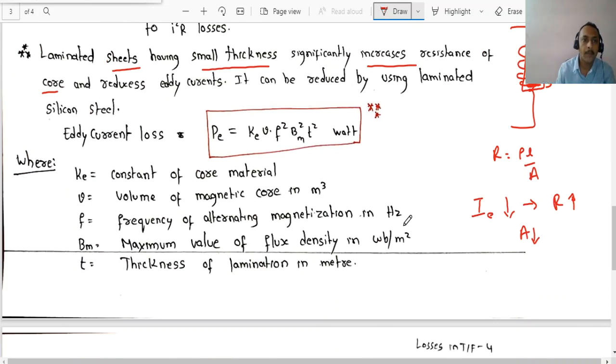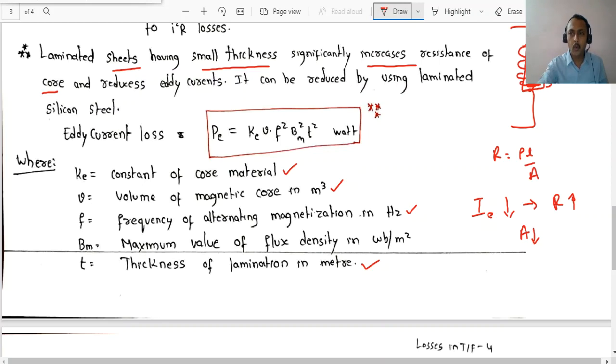Now this constant Ke indicates the constant of the core material, and V indicates the volume of a magnetic core in meter cube. F indicates the frequency of alternating magnetization in Hz, and Bm indicates the maximum value of flux density in Weber per meter square. T indicates the thickness of the lamination in meter. These terminologies are important, dear students.